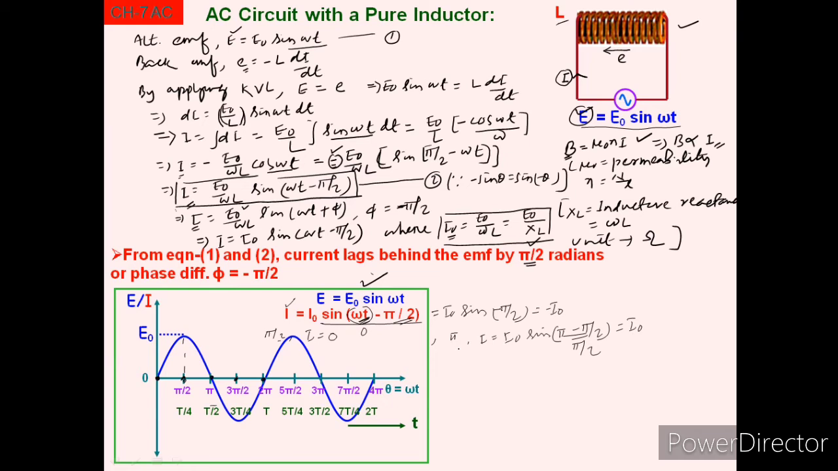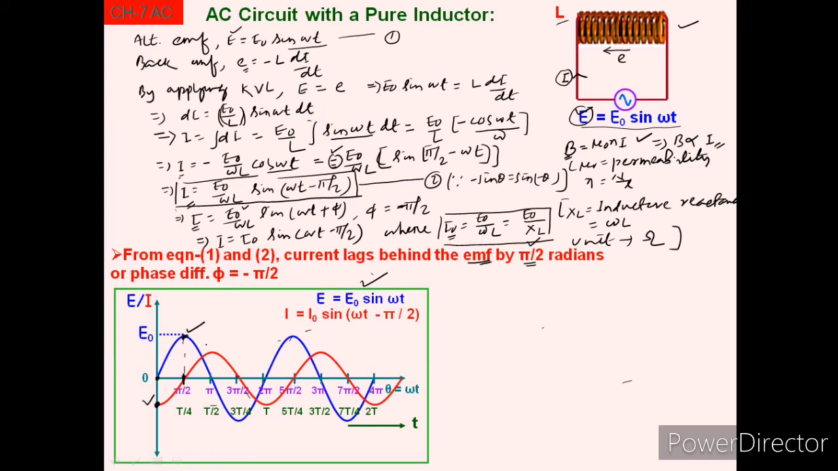For a phase angle of 3 pi by 2, I will be equal to I naught sin(3 pi by 2 minus pi by 2). This leads to sin pi, and sin pi value is 0. So we will get I equal to 0. So the graph of I will be as shown in the figure.